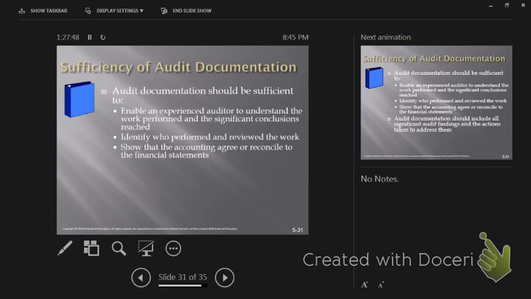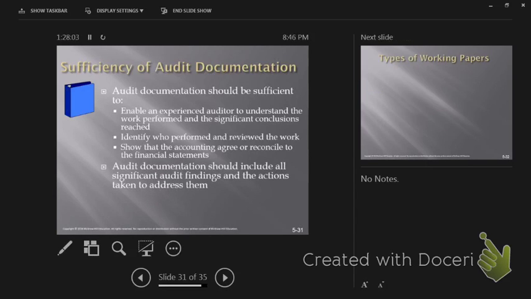It should identify who did the work and who reviewed the work. So you're looking for initials, and again I'm going to show you, and show that we agreed and it agreed to the financial statements. And that's very important. IT is a little bit different, but on the financial side, we had to go back and show how it reconciled back to the financial statements.